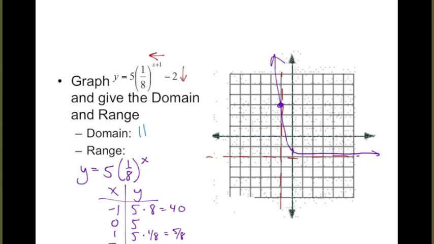Domain and range. Domain is all reals. Range is our y values. Is it going to be greater or less? Greater than what? -2. That asymptote line at -2 is cutting off the graph, so we're never going to get anything below that.